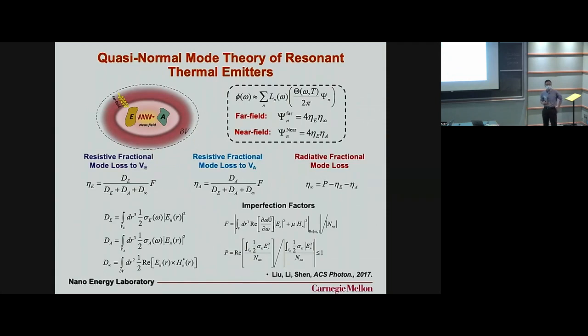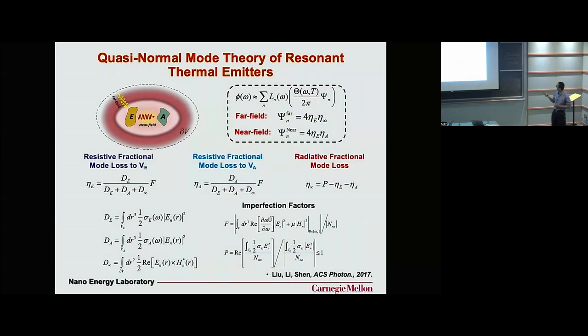Here I want to skip the lengthy mathematical derivation and jump directly to the final results. So you can pay attention to this equation. You can see here, this is a radiative heat flux. It includes 3 major terms here. The first one is the Lorentzian line shape function, because we consider a resonant thermal emitter. This is the well-known Planck term.